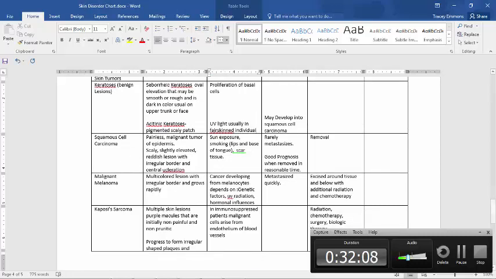And then that leads us to the squamous cell carcinomas, which are painless malignant tumors of the epidermis. They're usually scaly, slightly elevated. They have a reddish lesion with an irregular border, and ulceration in the center, which is that open wound of erosion. Sun exposure is the main cause, also smoking on the lips and the base of the tongue, and scar tissue can also cause it. These rarely metastasize, and they have a good prognosis when they are removed in time.